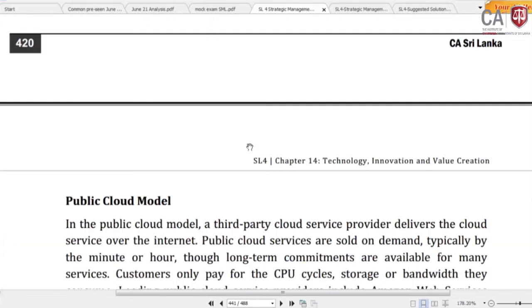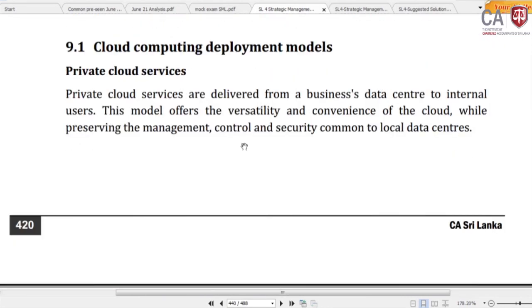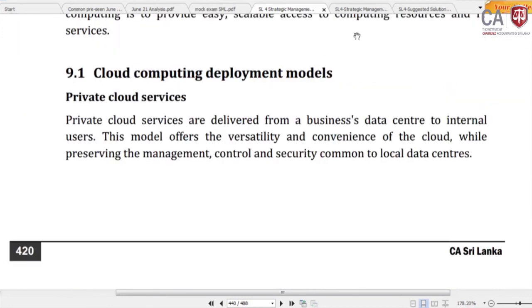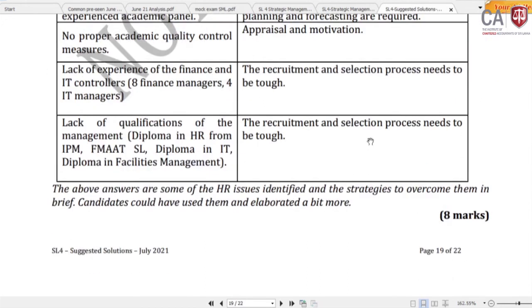From these three options, what is more appropriate? Public cloud may not be suitable, because they are dealing with the exam, it is more confidential sometime. So it is better to have private cloud, right, not the public cloud and the hybrid cloud, right. Shall we look at about the examiner's answer also?